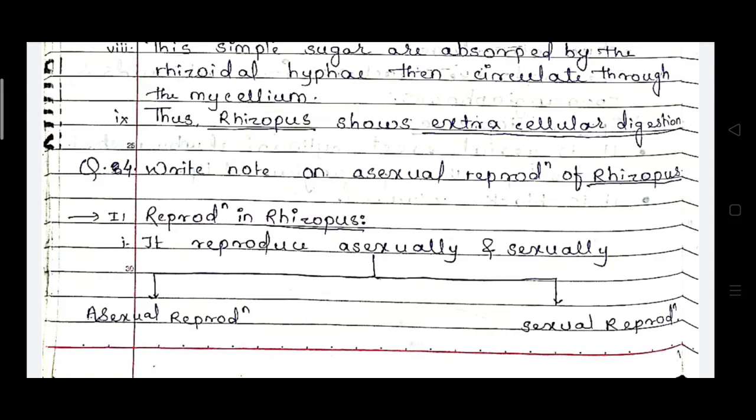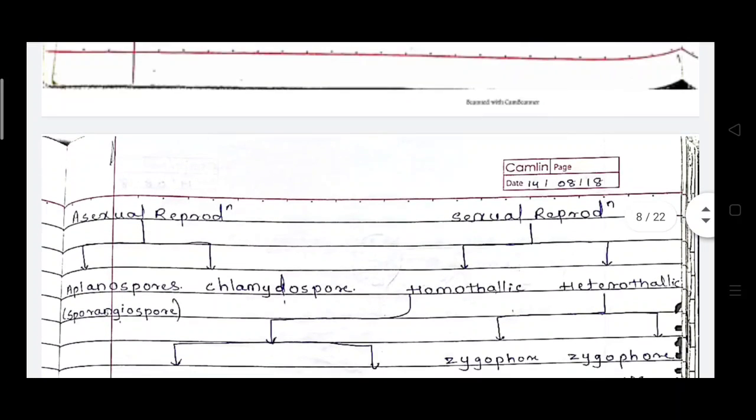Hello students. Today we'll discuss the asexual reproduction of Rhizopus. Before starting the asexual reproduction, we discuss reproduction in Rhizopus. Rhizopus reproduces asexually as well as sexually. In asexual reproduction, there is the development of aplanospores and chlamydospores that are present on the sporangiophore.